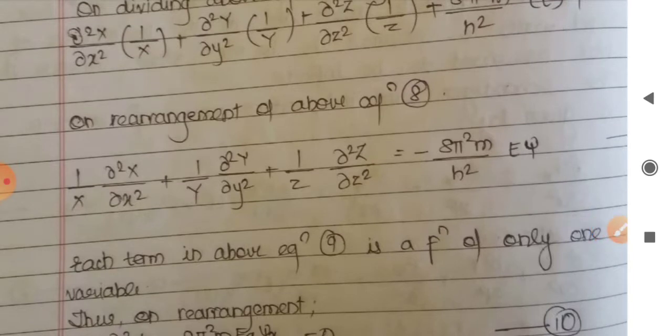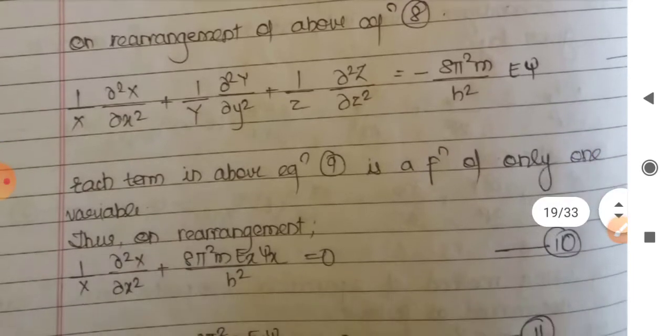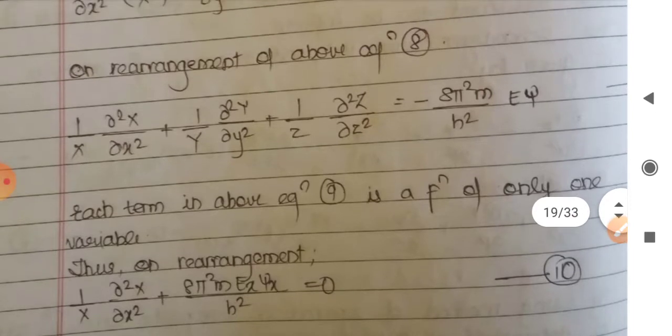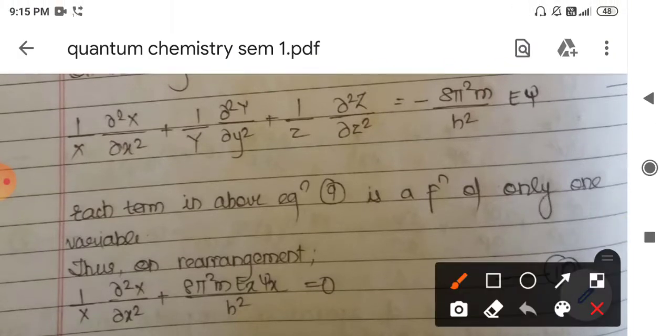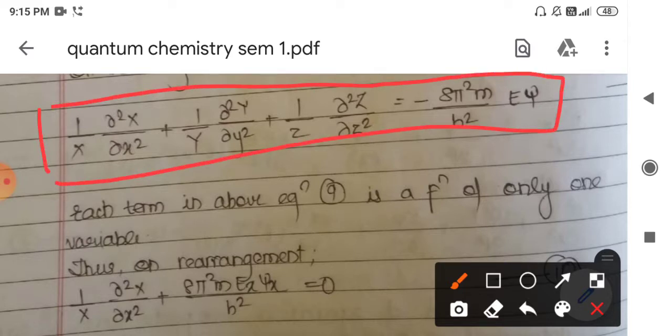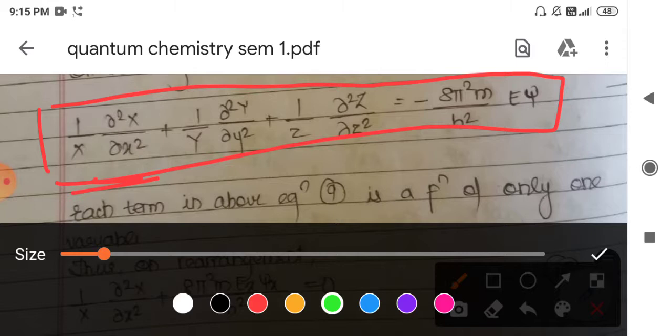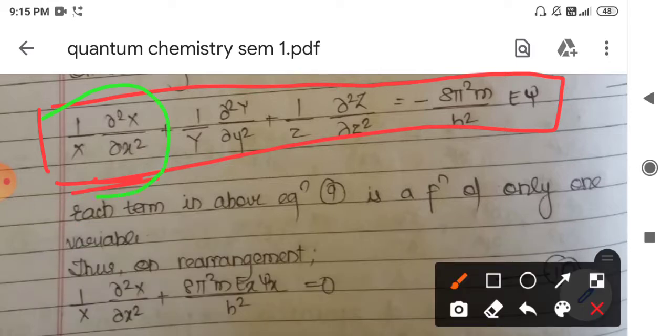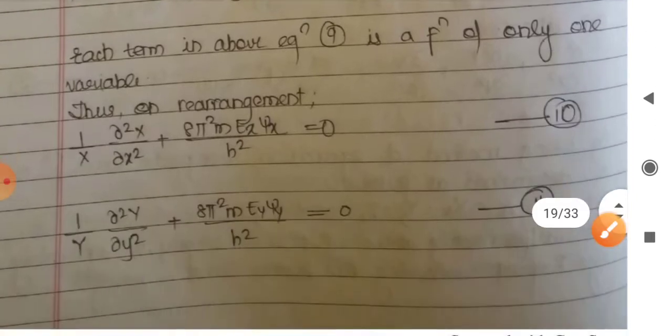So upon rearrangement of the above equation, we get the value like this. So we can say that this is the equation which consists of terms of only x. This equation consists of terms of only x, this consists of only terms of y, and this equation consists of the terms of only z direction motion. So we can again separate that equation.